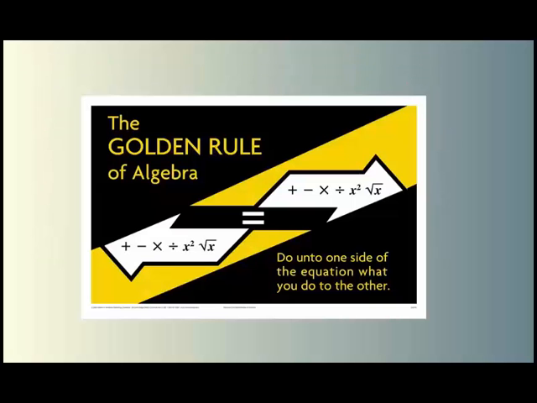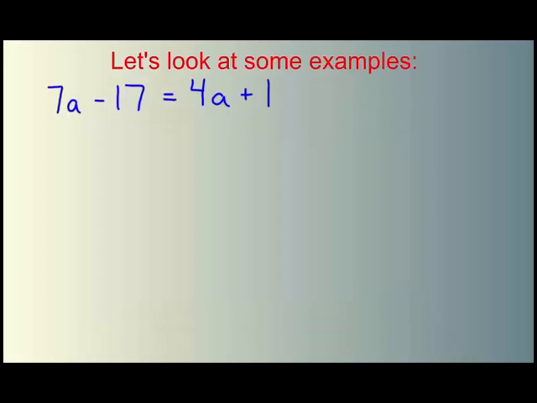Before we get going on actually looking at some problems, I remind you of the golden rule of algebra, which is to do unto one side of the equation what you do to the other. Always remember, whatever you do to one side, you have to do the other in order to keep it in balance. Let's start looking at some examples.